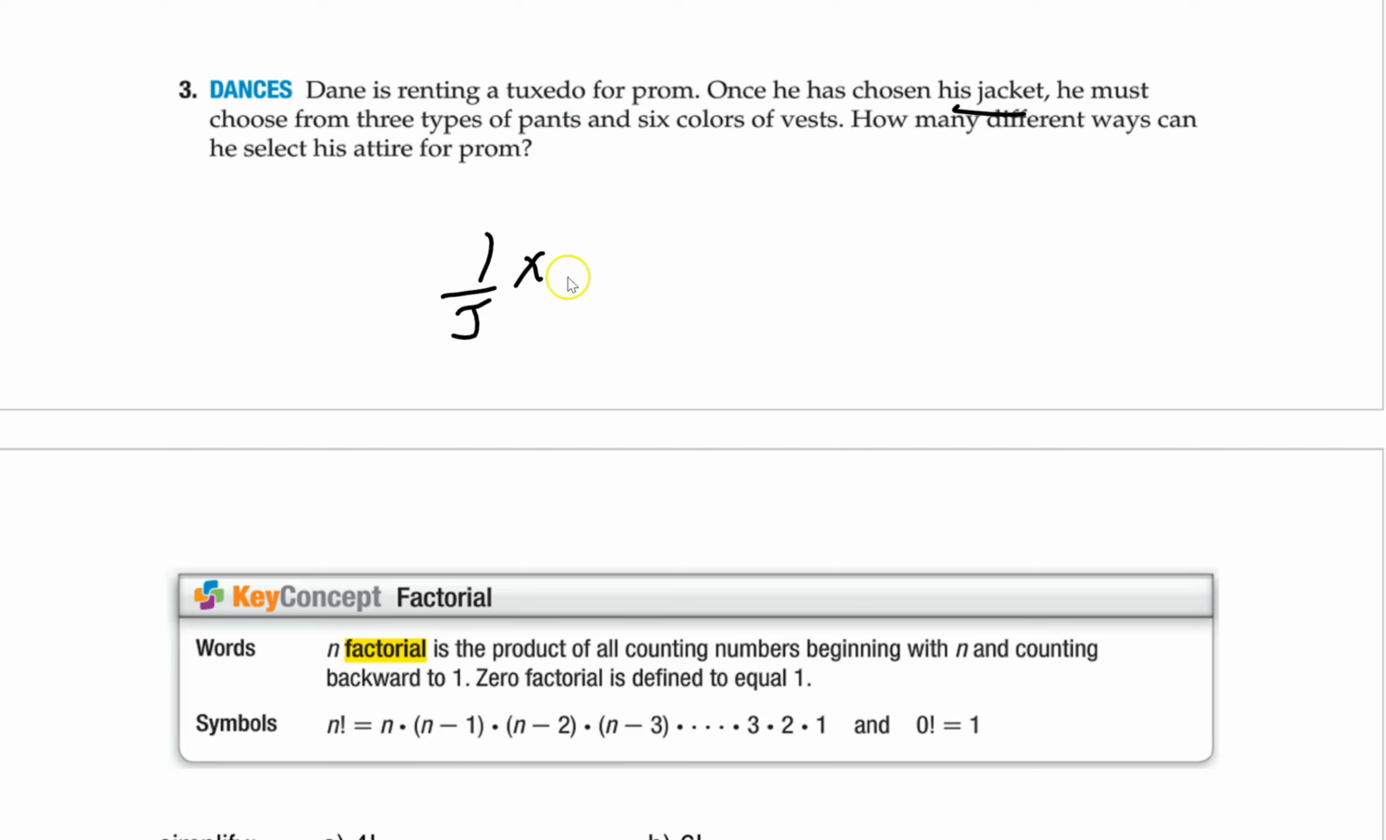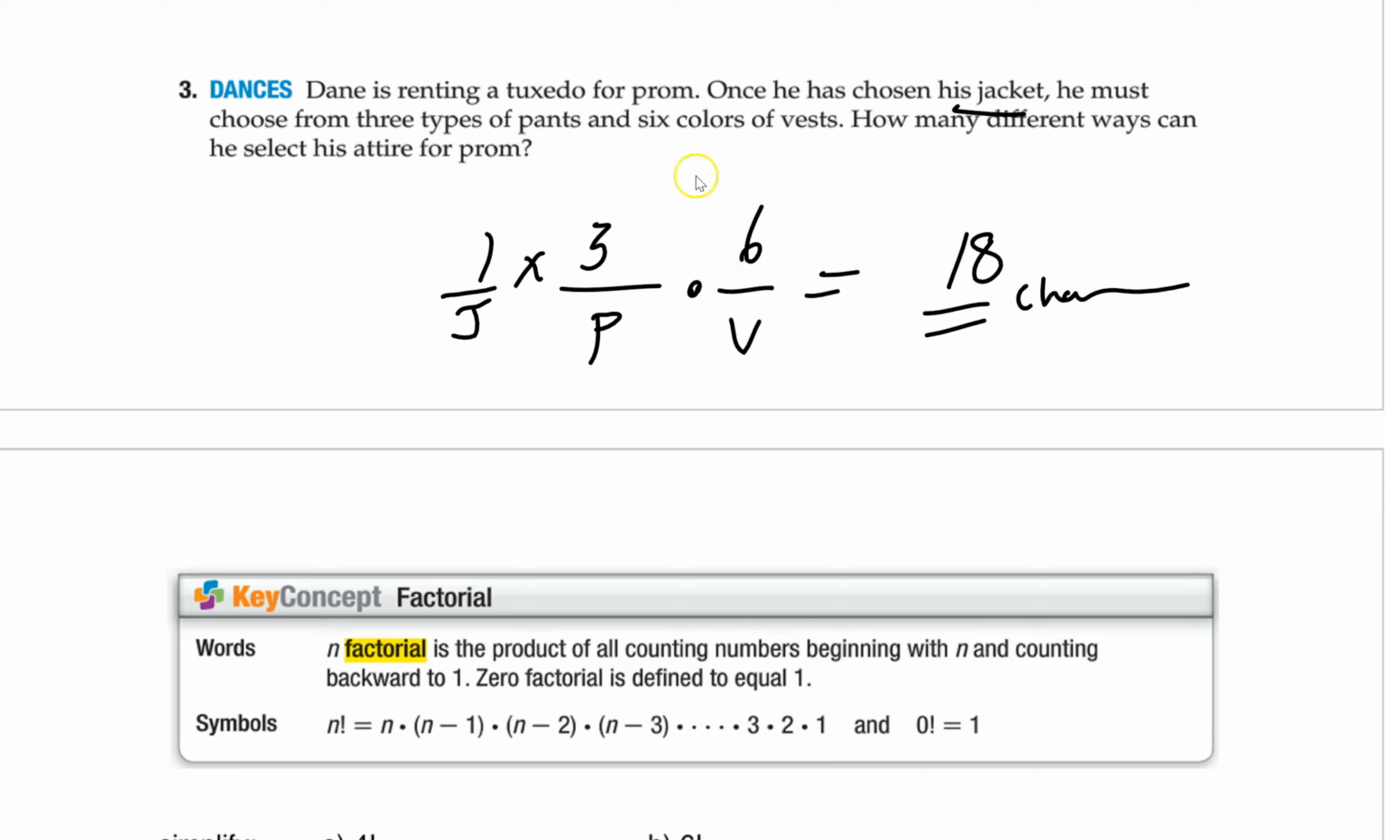Next, we're going with pants. And this is 3 types, right? So he's going to pick his 3 types of pants. And now he has to choose his vests. And it says he has 6 colors of vests. So multiply that together, you get 18 choices. He has 18 different combinations he could wear, because he picked his jacket, there's only 1 of those, and then 3 pants he could choose from, and 6 vests he could choose from. So that's the fundamental counting principle.